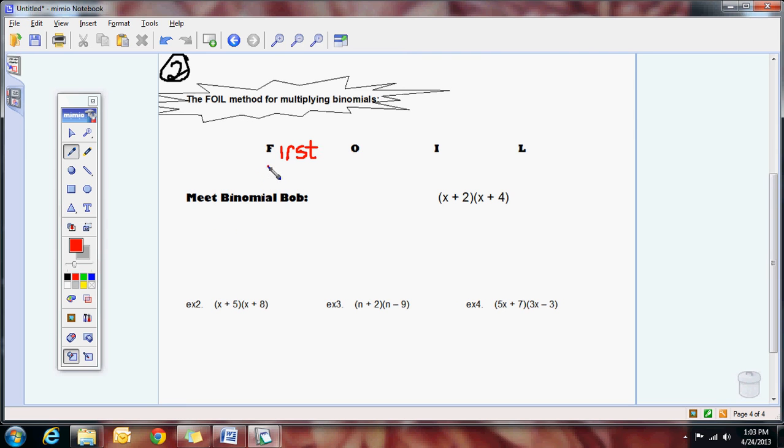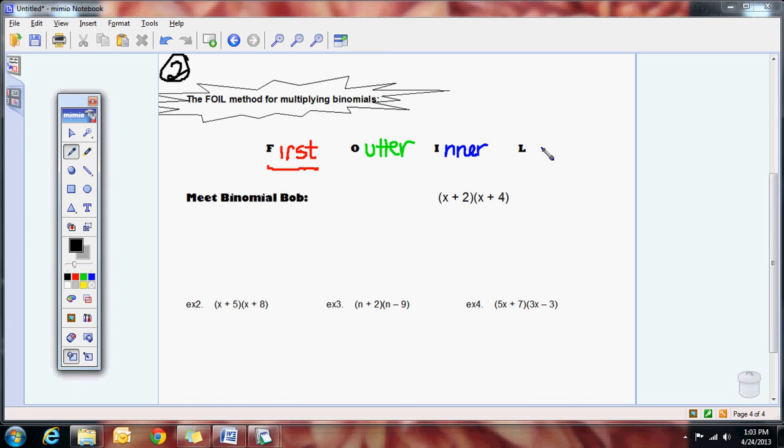So we have our first 2 terms that we're going to multiply first, and then we're going to go to the outer 2 terms, and then our inner is for I. We're going to multiply the inside 2 terms, and then the L stands for last, when you multiply the last 2 terms. So if you can remember FOIL, you can remember exactly what steps to take. You're going to multiply 4 different times, but it's just in a different pattern.